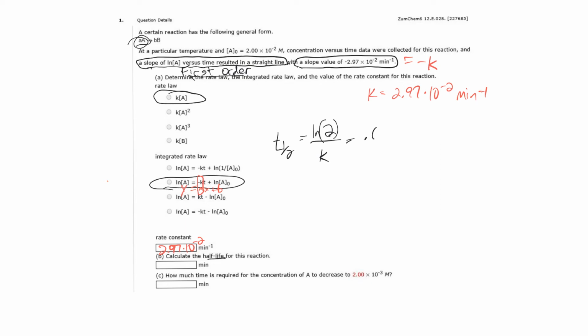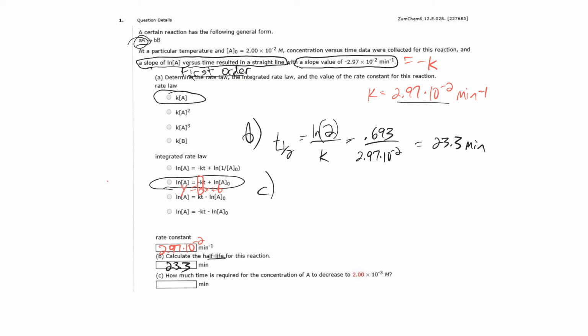The natural log of 2 written out as a decimal is 0.693. And now that we know the value of k, let's just plug that in: 2.97 times 10 to the negative second. And this will come out in units of minutes because the value of k was given to us in minutes. So if you take out your calculator and take 0.693 over 2.97 times 10 to the negative second, we get 23.3 minutes.